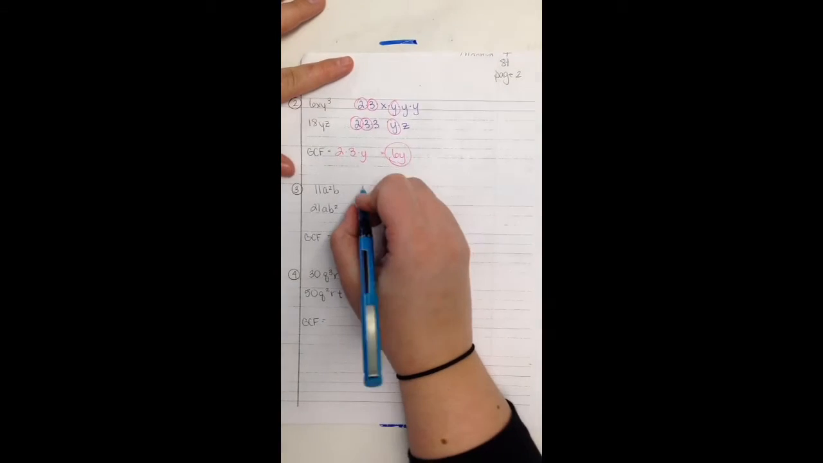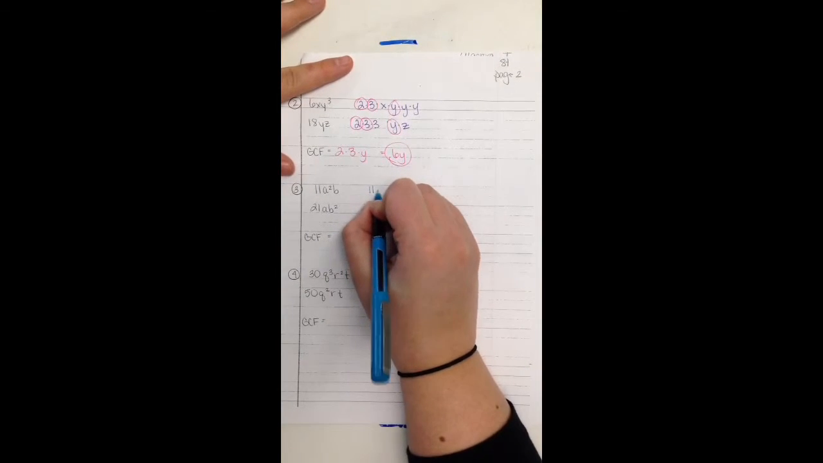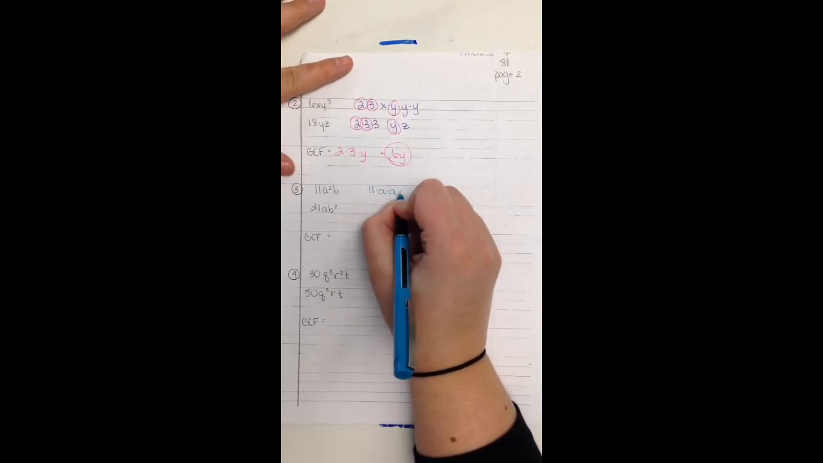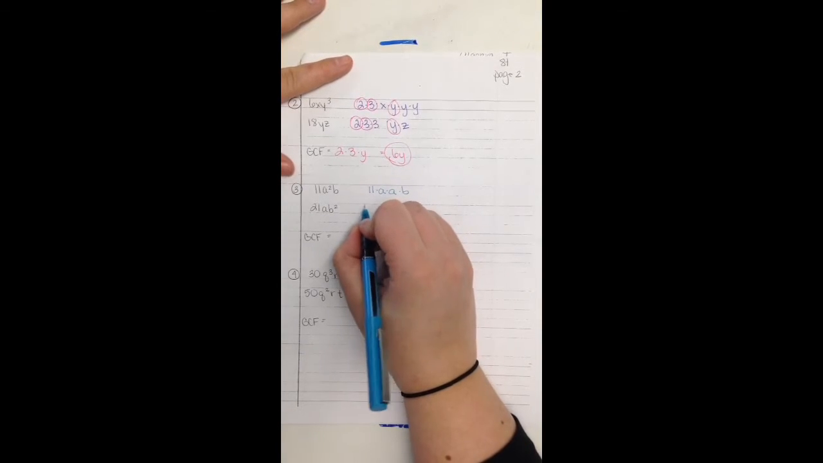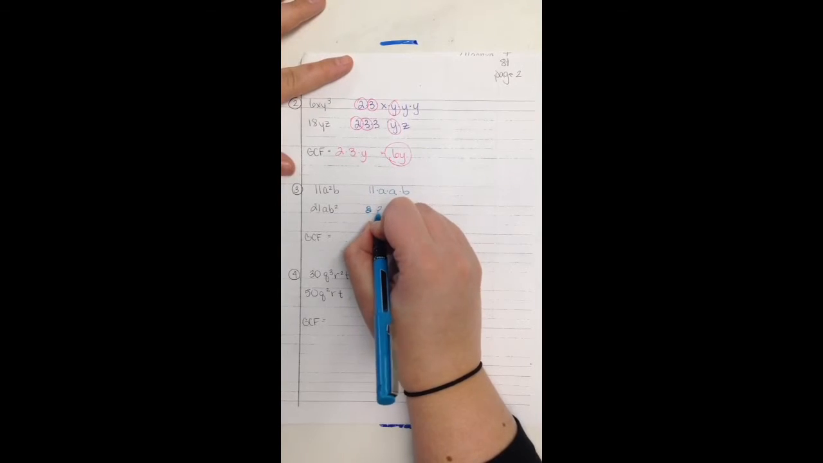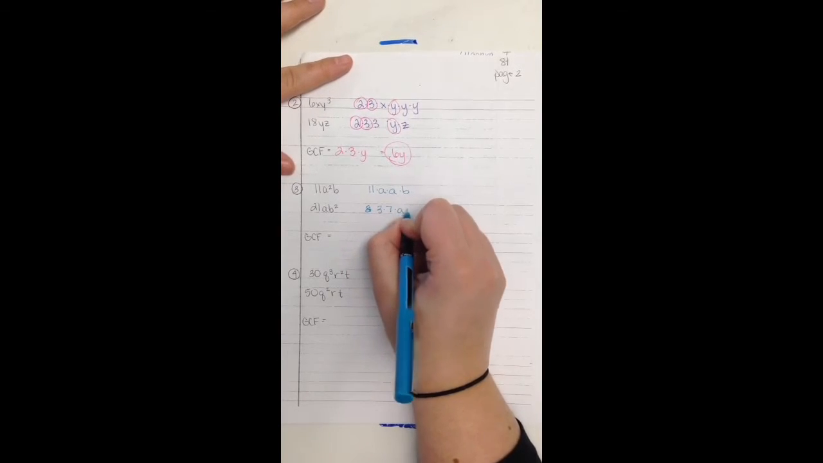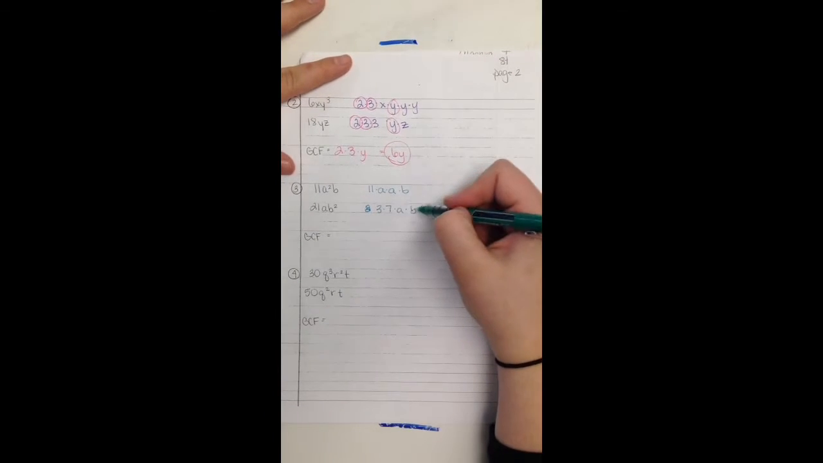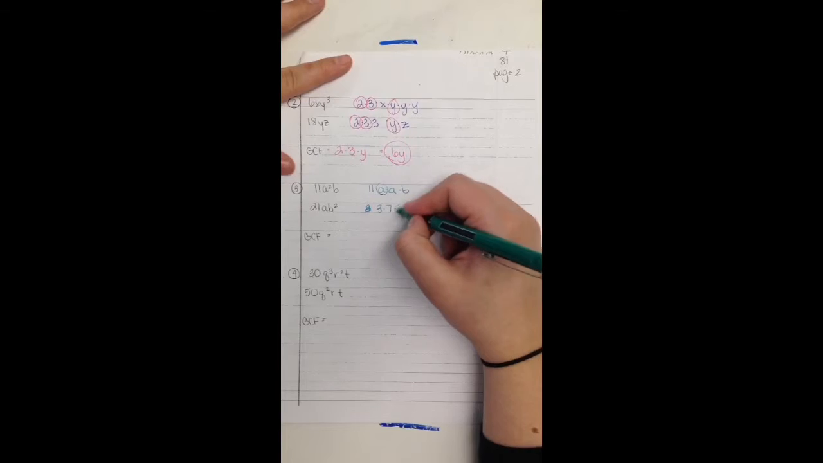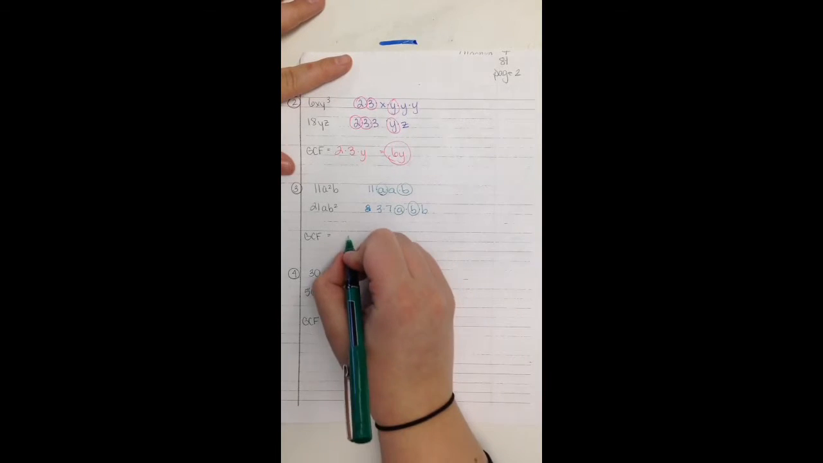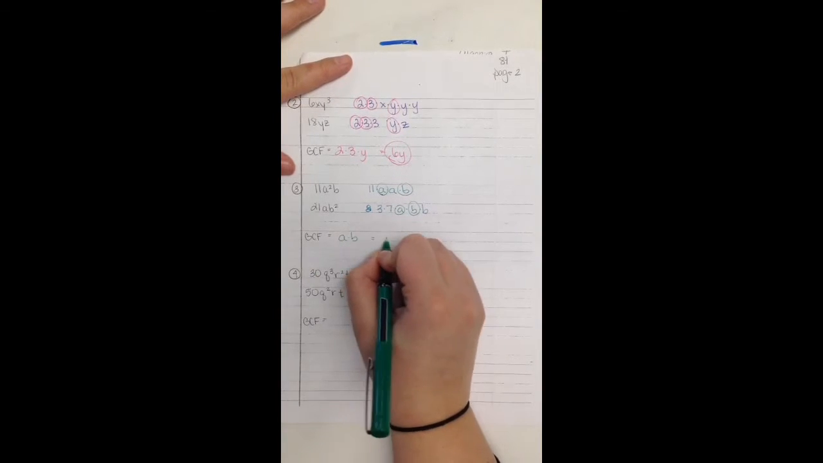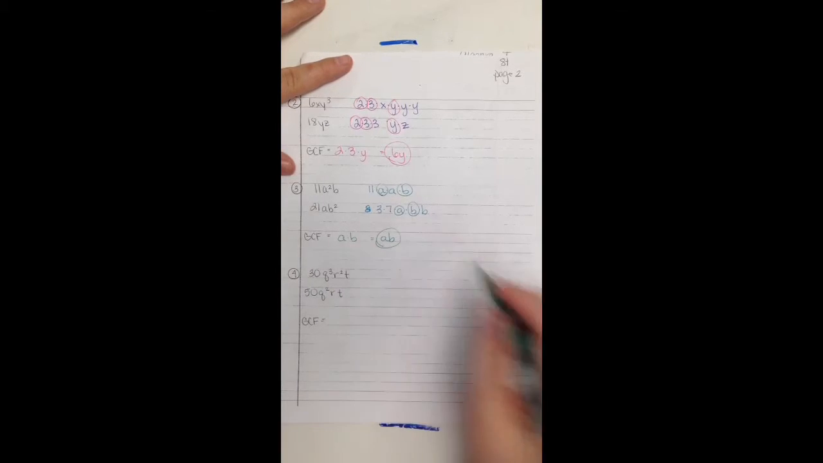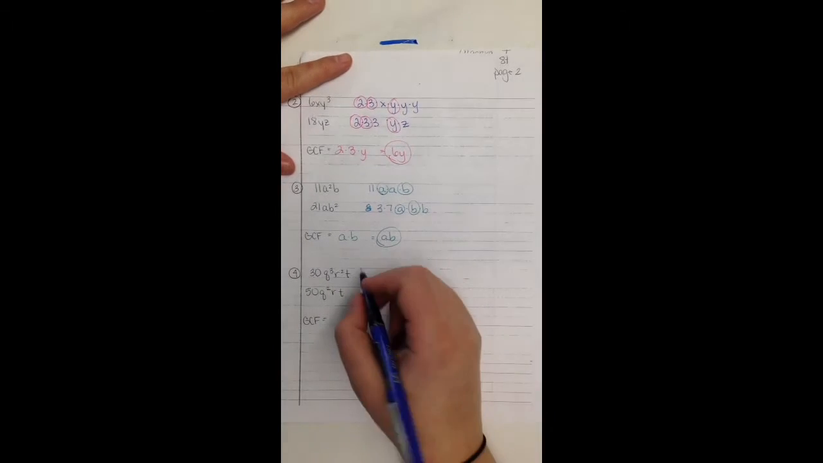So I have 11a squared b, which is just 11 times a times b, and then 21ab squared. 21 can be split into 3 times 7 times a times b times b. Okay, they don't have any numbers in common, but they do have 1 a in common and 1 b in common. So a times b, or ab.